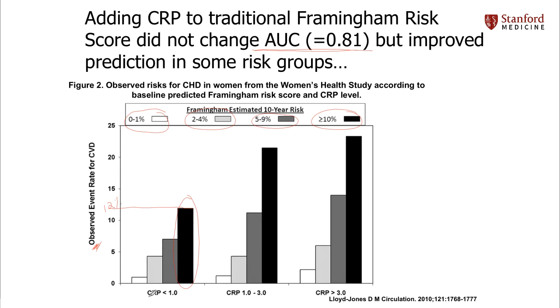But notice when they stratified on CRP, low, medium, and high, that CRP does something, because that same group, the greater than 10% risk group, had a much higher risk of cardiovascular disease when they had moderate CRP rather than low. So CRP seems to have some predictive ability, but it's not picked up in the area under the ROC curve.